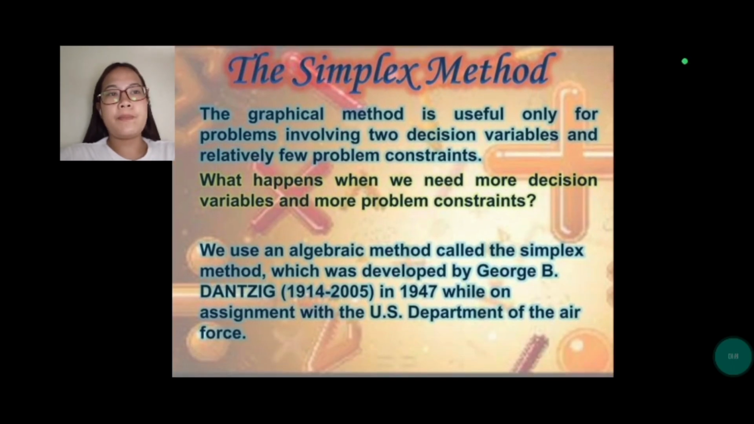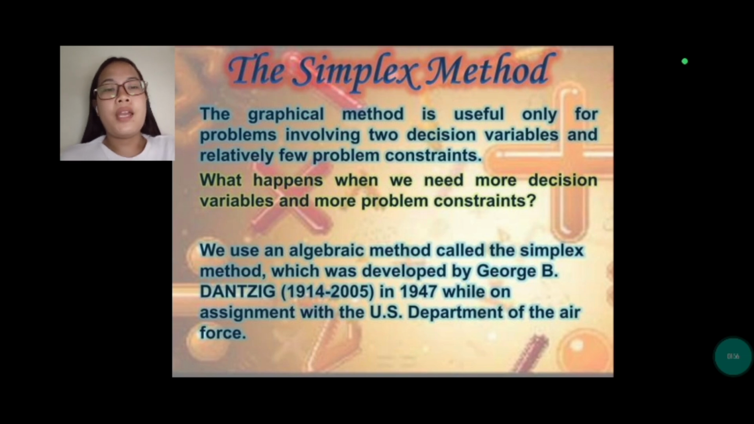Next is the simplex method. So, the graphical method is used only for problems involving two decision variables and relatively few problem constraints. What happens when we need more decision variables or more problem constraints? So, the graphical method is only for problems involving two decision variables with relatively few problem constraints. What happens if we need more decision variables and more problem constraints?